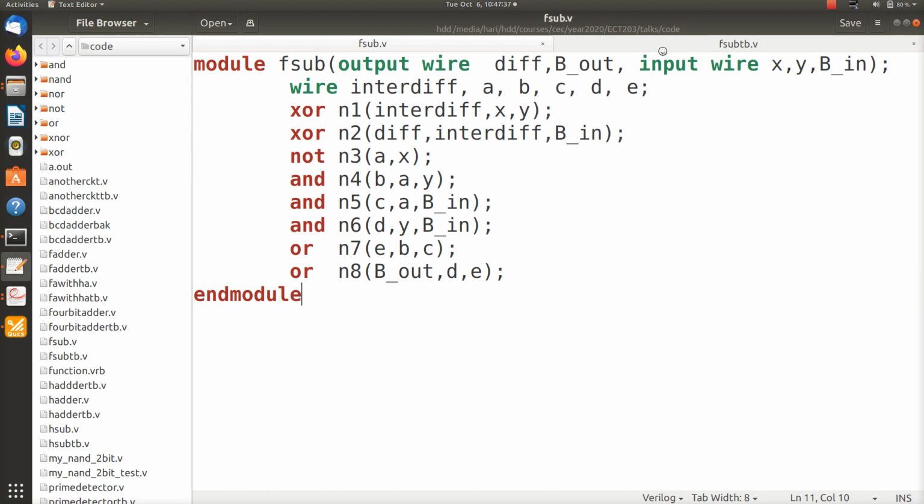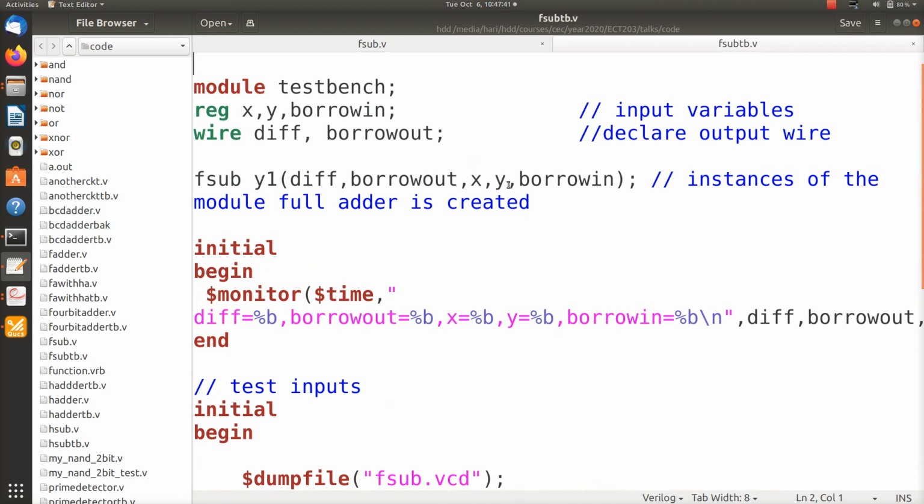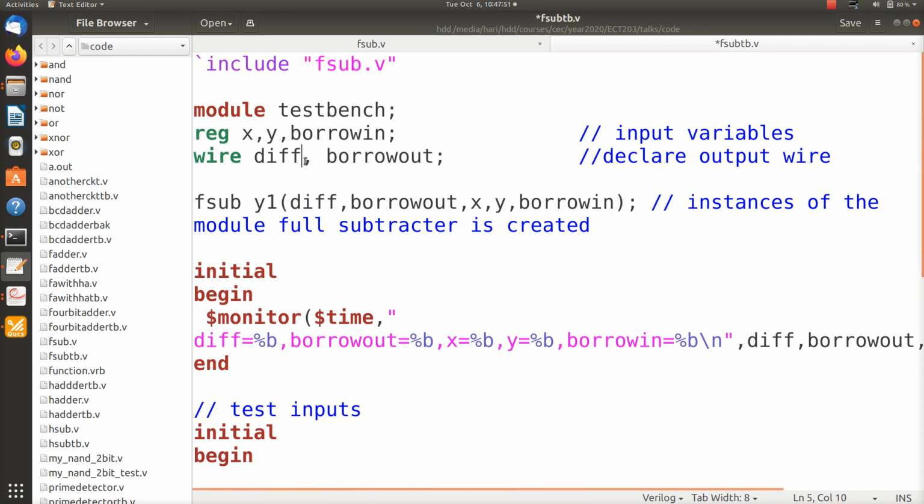Then I make a test bench for this. I actually modified the full adder. Here I make a subtractor. I modified the full adder slightly. Here I have to include my fsub.v. This is a device under test. Then some module test bench, x y, some borrow in. They are the registers, they are the input. Output is a wire, difference and borrow out.